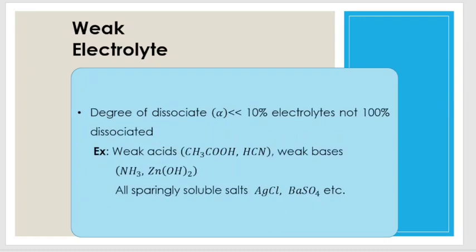Whereas for the weak acids and weak bases, the degree of dissociation will be less than 1 and they do not ionize 100%, and they are said to be weak electrolytes. And even some sparingly soluble salts like AgCl and BaSO4 etc. also come under the weak electrolytes. Weak acids, for example acetic acid, HCN, and weak bases, for example ammonia, Zn(OH)2 etc.